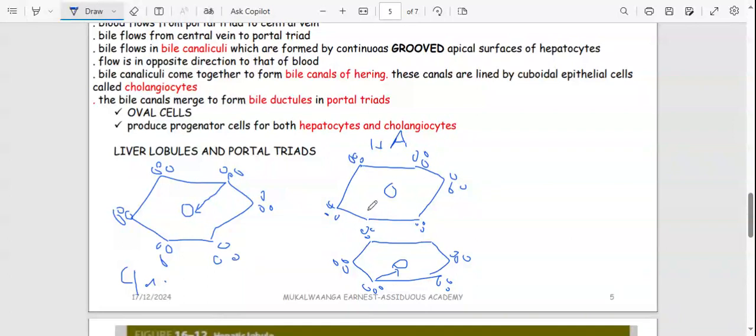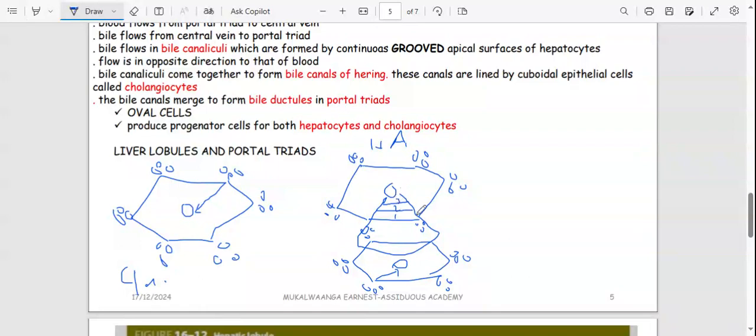This thing will be divided. Let me try to write something. This area here is our hepatic acinus. It will be divided into three zones. If we say this is zone 1, zone 2, zone 3, even on this side of the lobule it will be the same. So I have zone 1 here, zone 2 here, then zone 3.